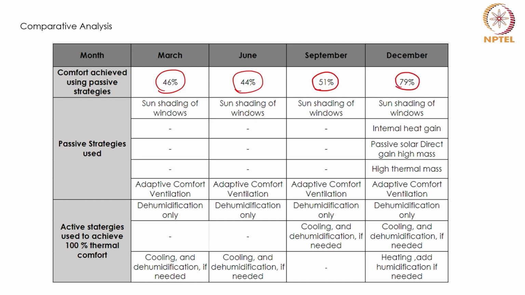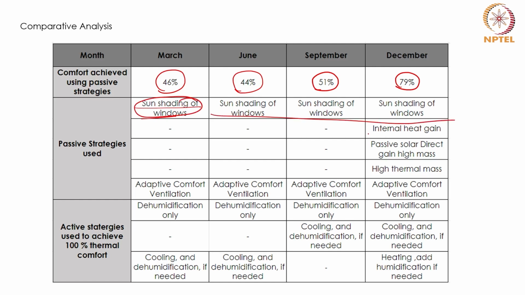You must try which strategies work best for each of the months: March, April, May, June, July, August, September, October, November, December. I have tried for random months: March, June, September and December. Then sun shading of windows is needed throughout the year. So, this is an important strategy which is useful throughout the year.